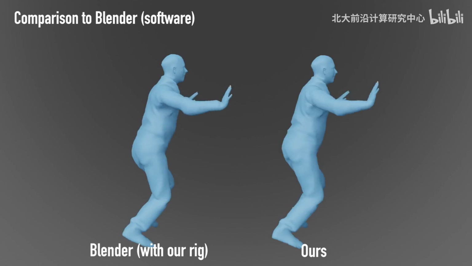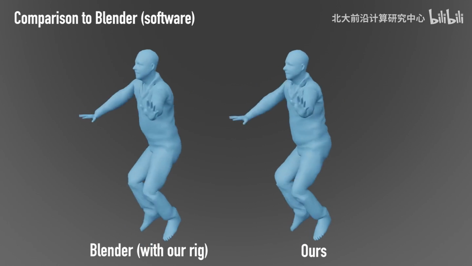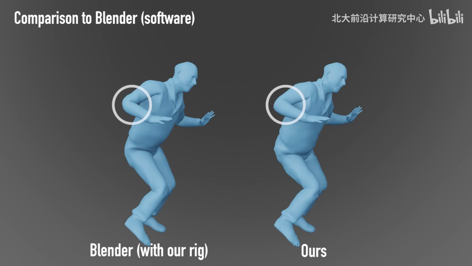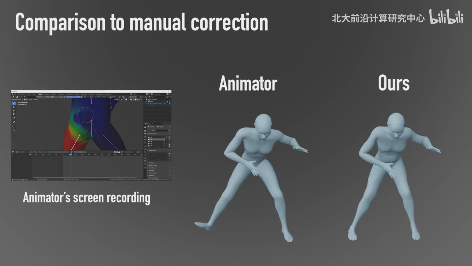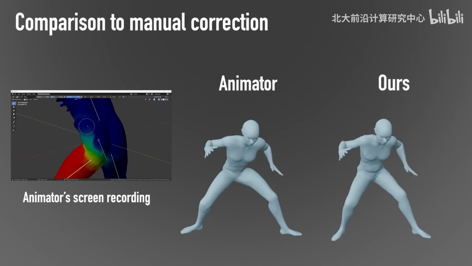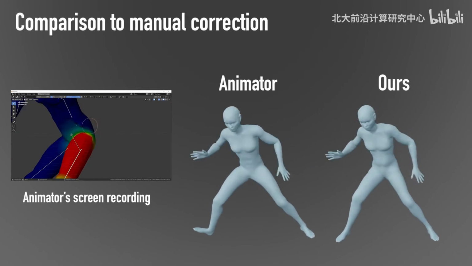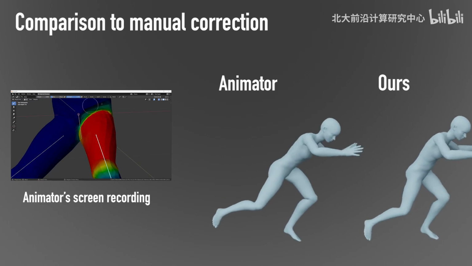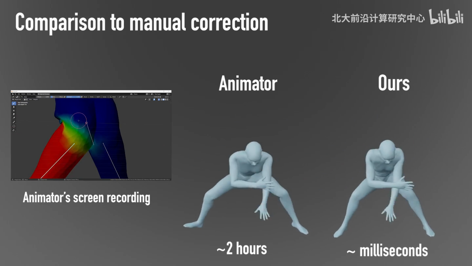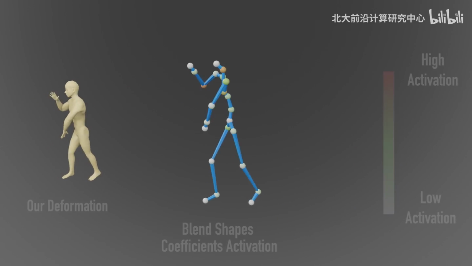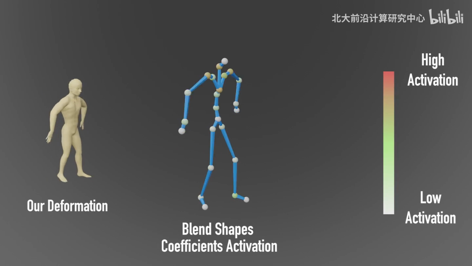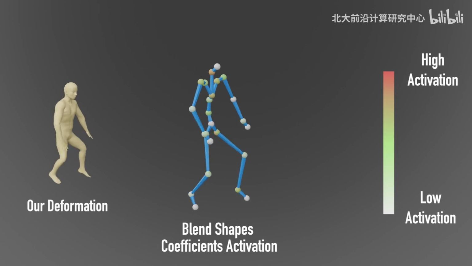Here we compare our results to Blender's automatic skinning functionality. Our fully automatic approach outperforms Blender's deformation quality. We asked an animator to manually correct the automatic deformation produced by Blender. It took them a decent amount of time to reach a comparable deformation quality, which our network achieves with a feed-forward pass. Here we visualize the activation of the blend shape coefficients as a function of pose.